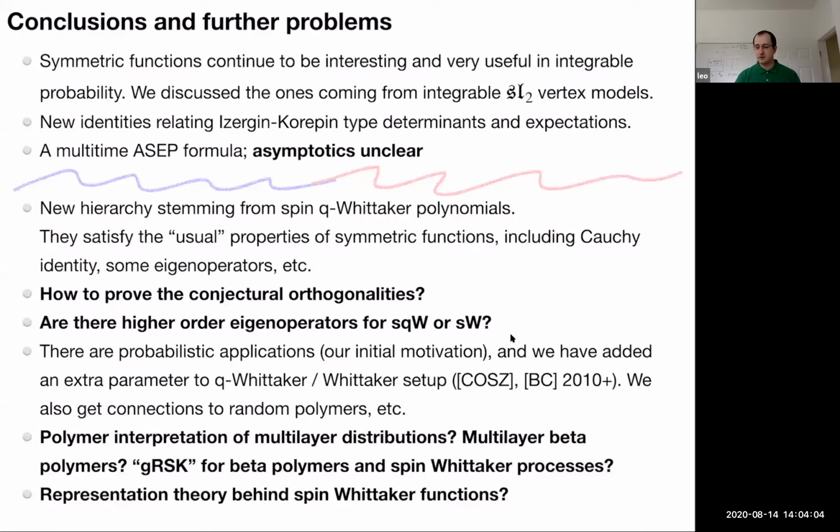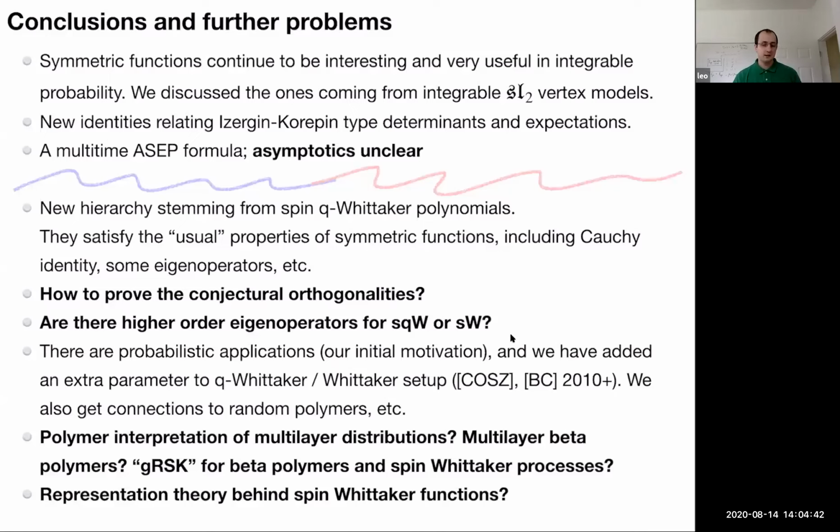So there is a new family of symmetric functions, and spin-Whittaker functions satisfy nice properties. However, a big issue is orthogonality. We don't know how to do it. And from the connections to random polymers, we can ask, since at the Whittaker level we know that Whittaker functions are intimately related to random polymers, this relation can be realized using the so-called geometric RSK correspondence. And this was done by Corwin, O'Connell, Seppäläinen, and Zygouras, right, like 10 years ago.